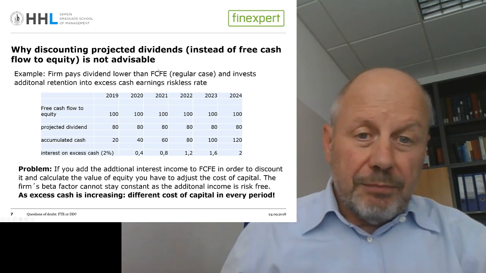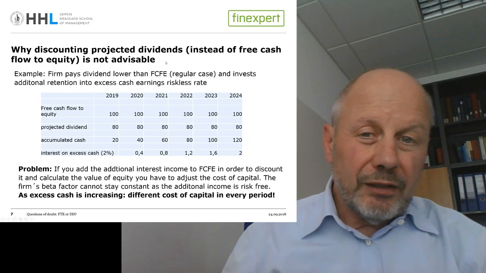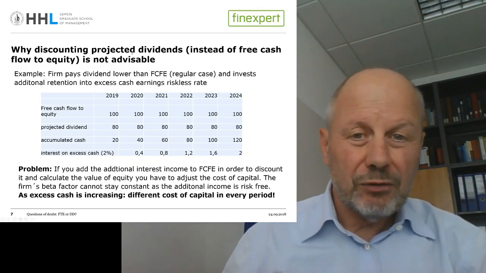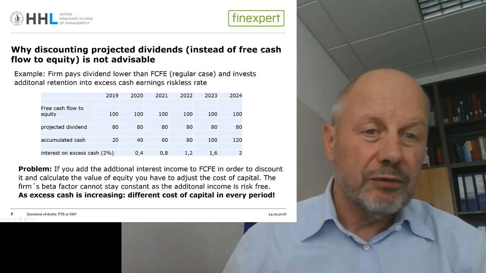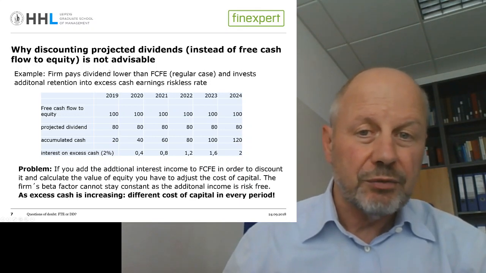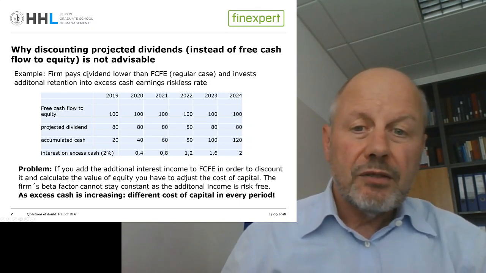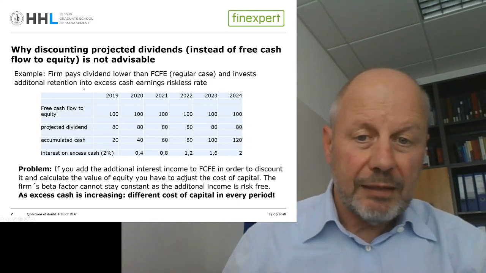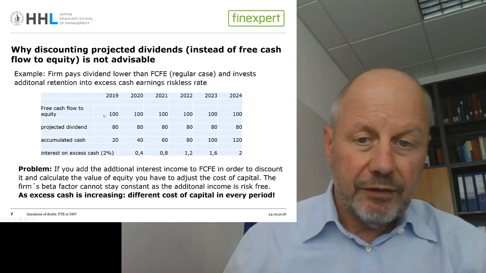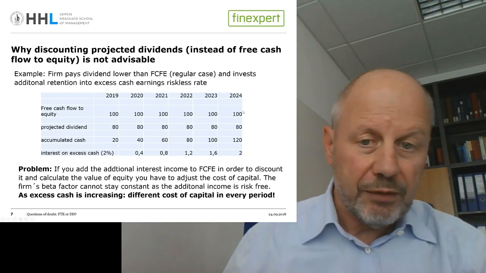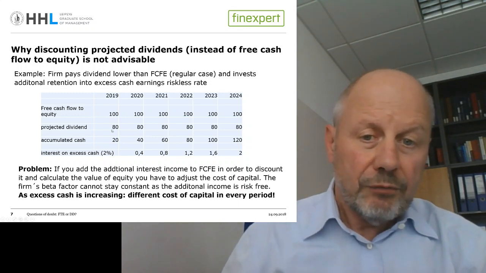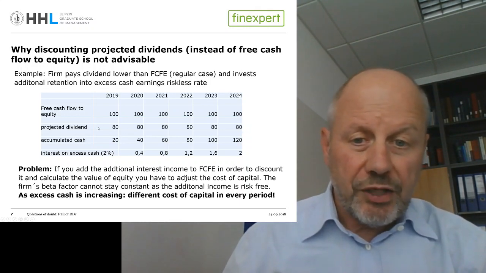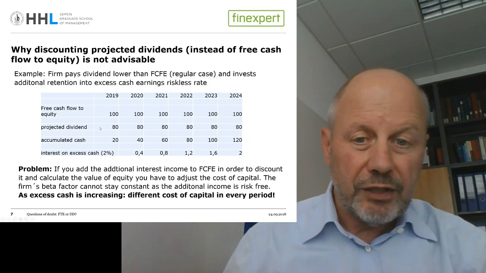Now, this slide is about to show you why it would not be a wise idea to directly discount projected future dividends instead of the free cash flow to equity as the residual dividend. That can be best highlighted by a simple example. So here we have a firm that has constant free cash flows to equity, and this is the standard case, has a projected dividend that is lower than the free cash flow to equity.